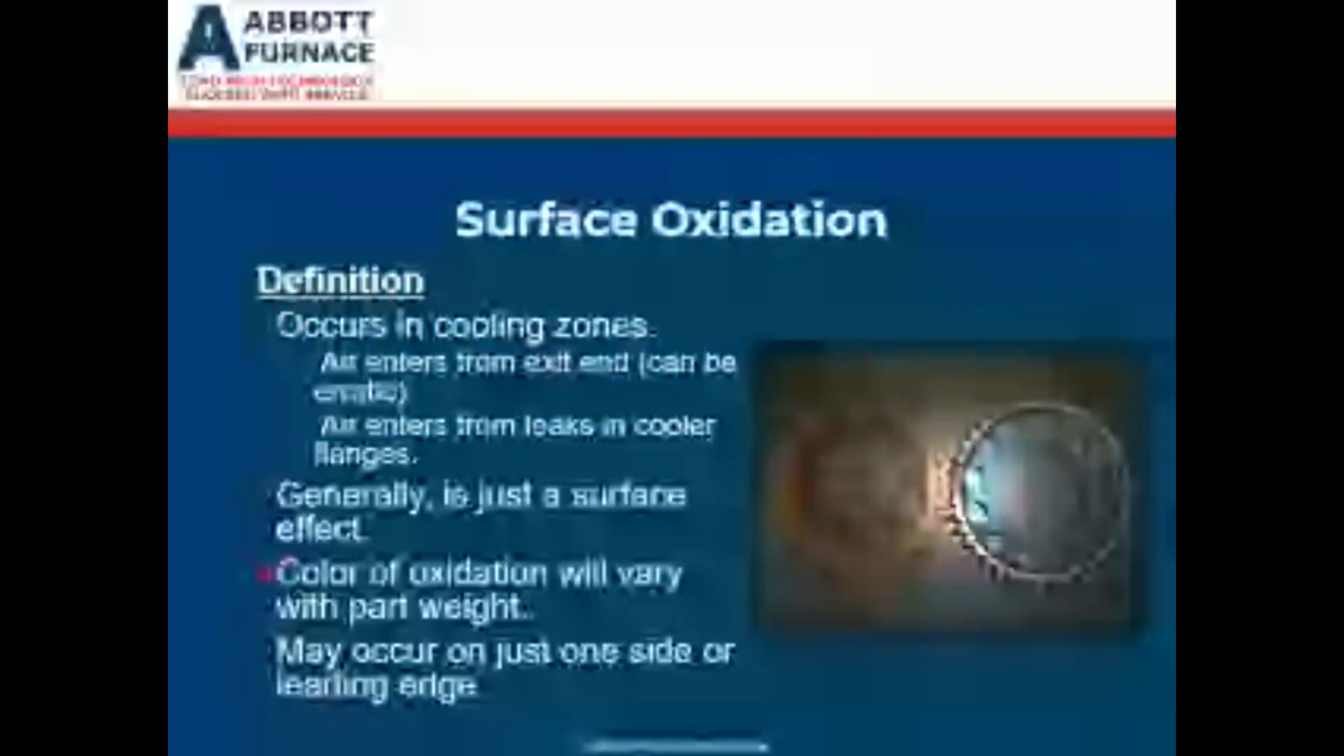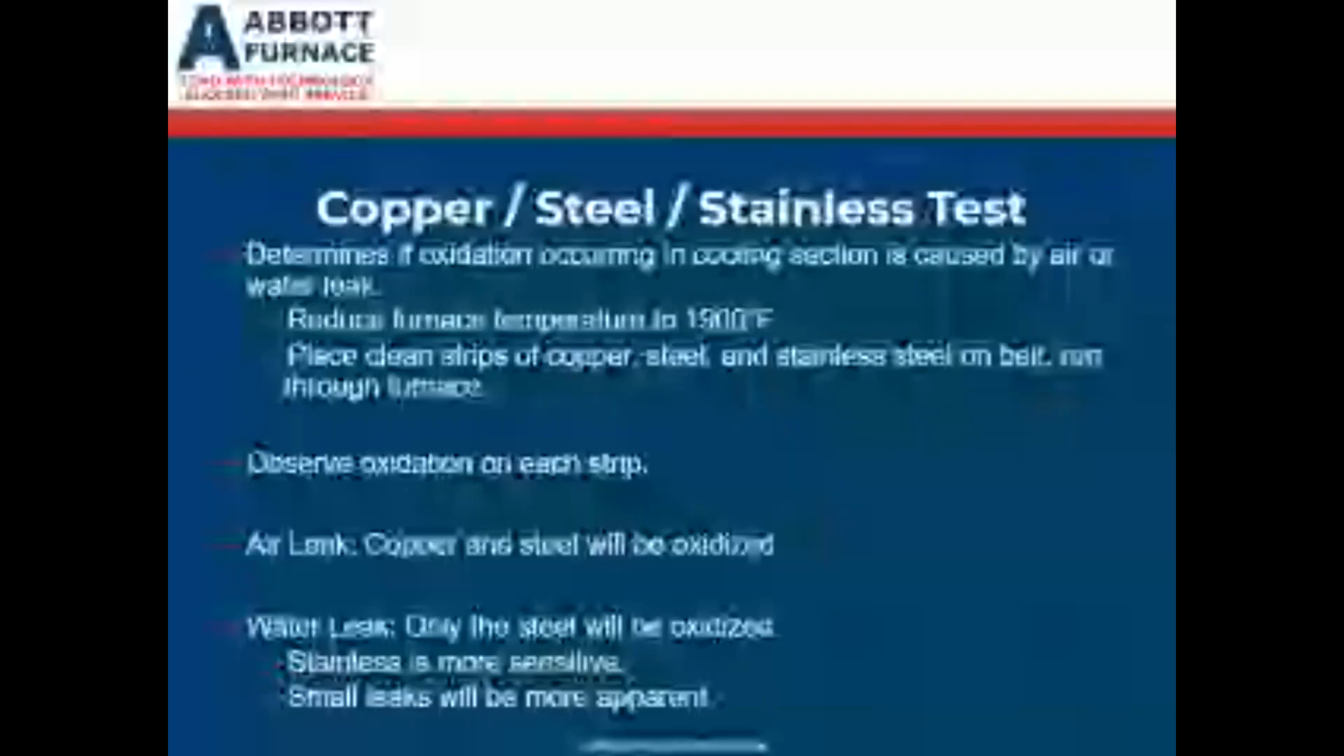So one of the tests we take a lot of phone calls on troubleshooting, and people will call and say they have a leak. One of the tests we'll have them do is a copper steel stainless test. All we're doing there is we turn the high heat temperature down to 1900 because we don't want to melt the copper. Then we go to a nitrogen atmosphere. We'd remove the hydrogen or the combustible gas that you're using. We'd want to do this test under strictly nitrogen.